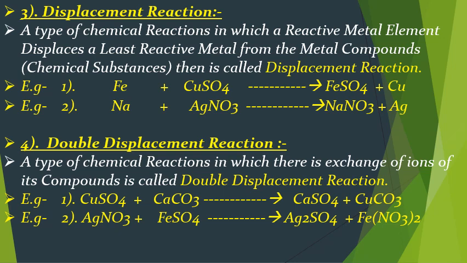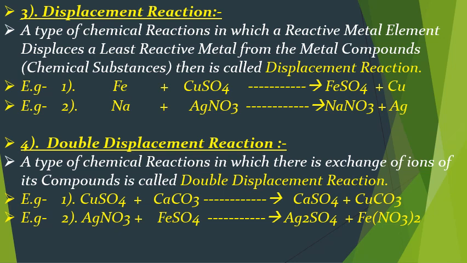Displacement reaction: as we discussed the activity series in the previous slide, it helps to understand displacement reactions. It is a type of chemical reaction in which a reactive metal element displaces a less reactive element from a metal compound or chemical substance. For example, iron is more reactive than copper, so it can displace copper from its solution copper sulfate and form ferrous sulfate and copper. Similarly, sodium is more reactive than silver, so it can displace silver from silver nitrate to form sodium nitrate and silver.